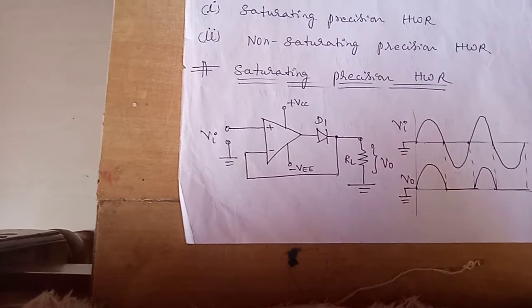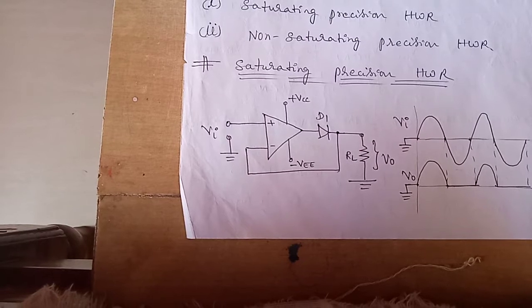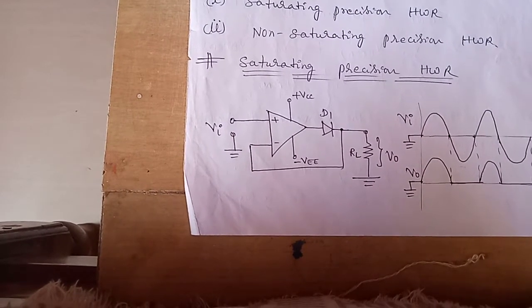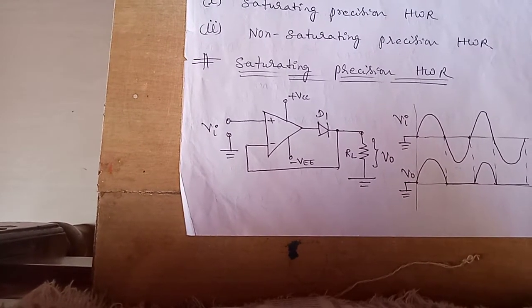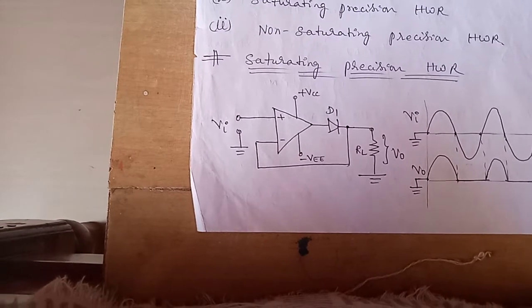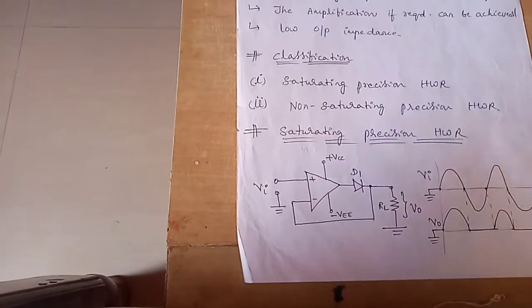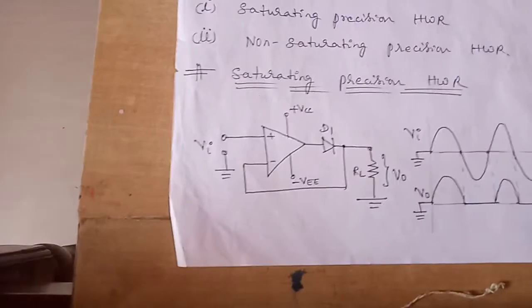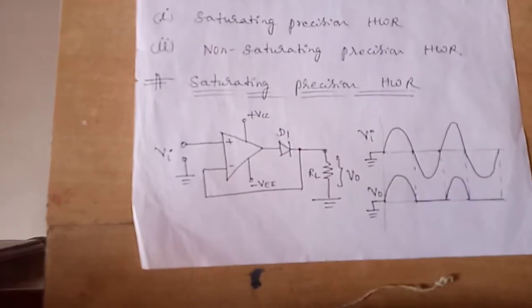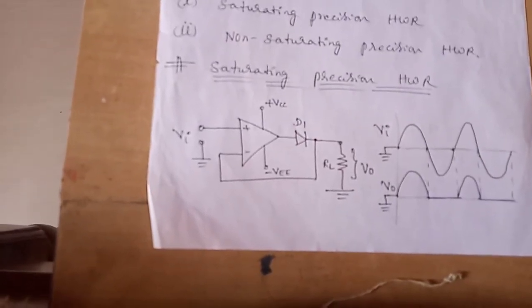It consists of a voltage follower with a diode inserted between the op amp output terminal and the circuit output point, as shown in the figure. You can see here in the figure that we are going to have a diode between the output of the op amp.